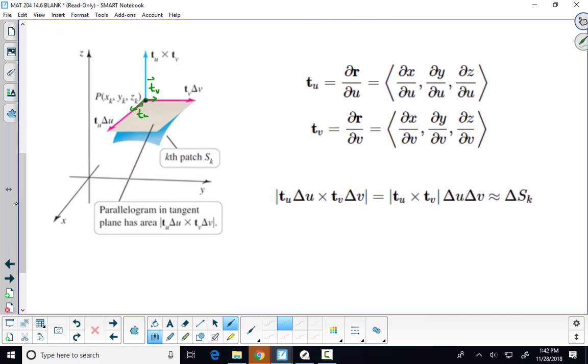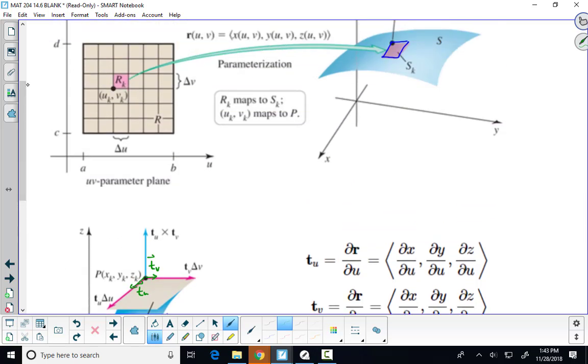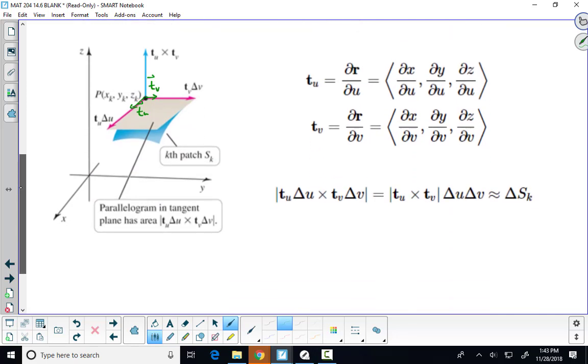All we're doing is scaling them. We have to scale them because sometimes we need a relationship between the size of this parallelogram and the size of the rectangle that it comes from. So as we let the little rectangles get smaller, the parallelograms also get smaller. The way we scale these two partial derivative vectors is to multiply by delta u and delta v. So t sub v times delta v is this red vector, and t sub u times delta u is that other red vector.